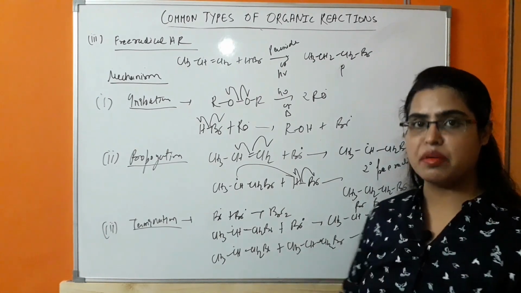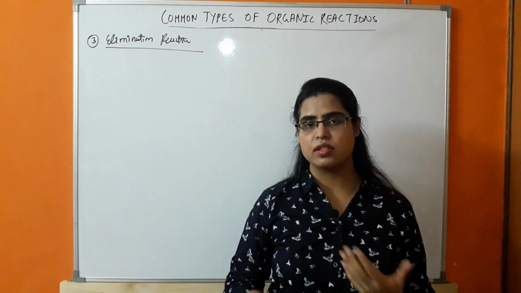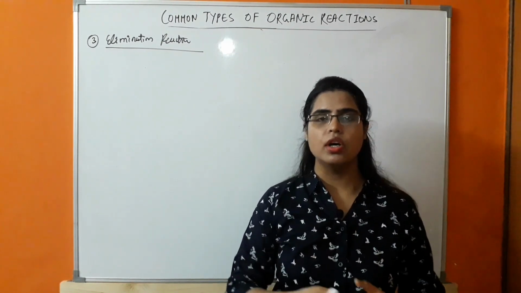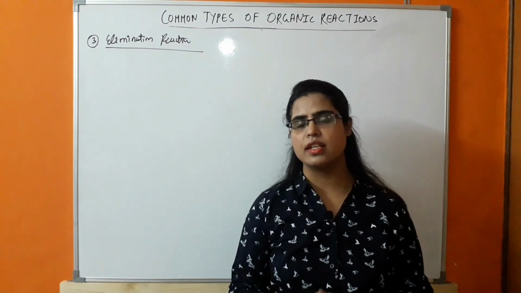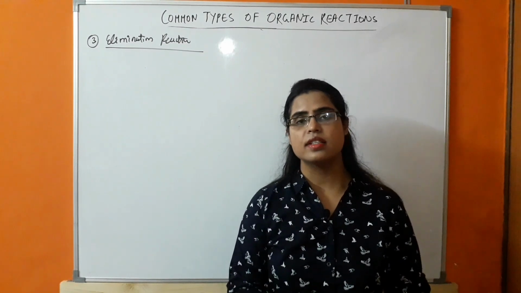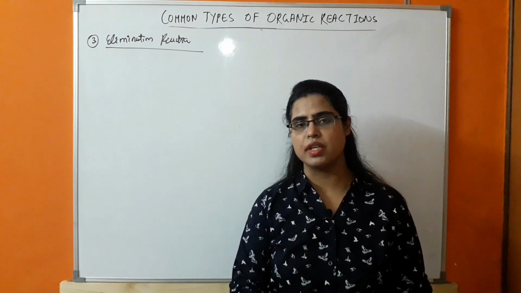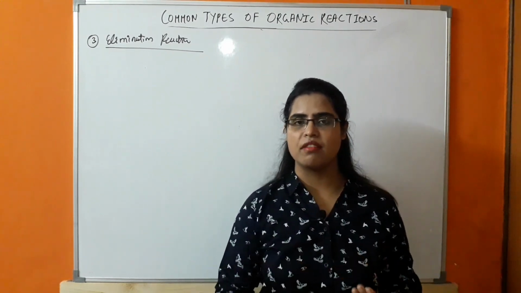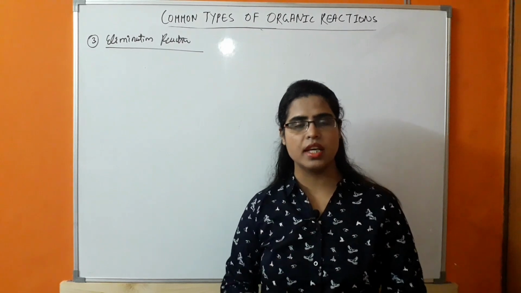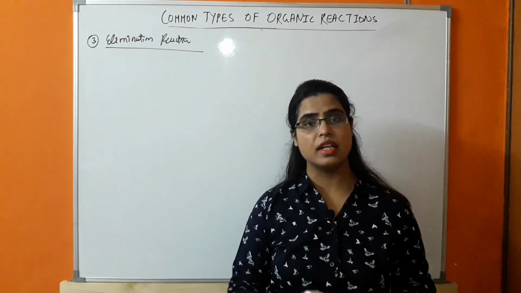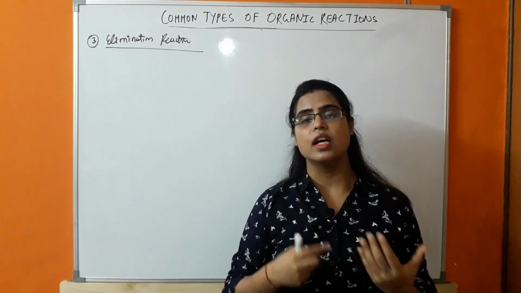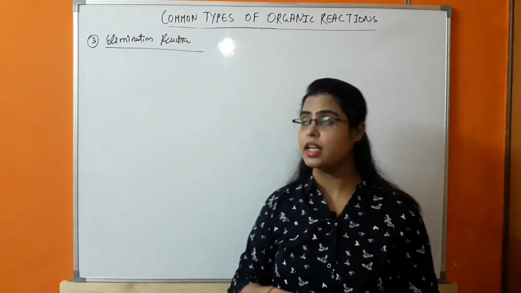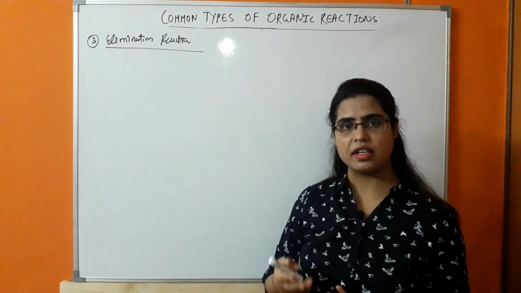Next reaction is elimination. In an elimination reaction, there is removal of two atoms or groups of atoms from the same atom or adjacent atoms. It is classified into three types on the basis of the position of the atom which is removed: alpha, beta or gamma. This is mainly observed in dehydrohalogenation, that is, a compound having both hydrogen and halogen. So let's see the classification.